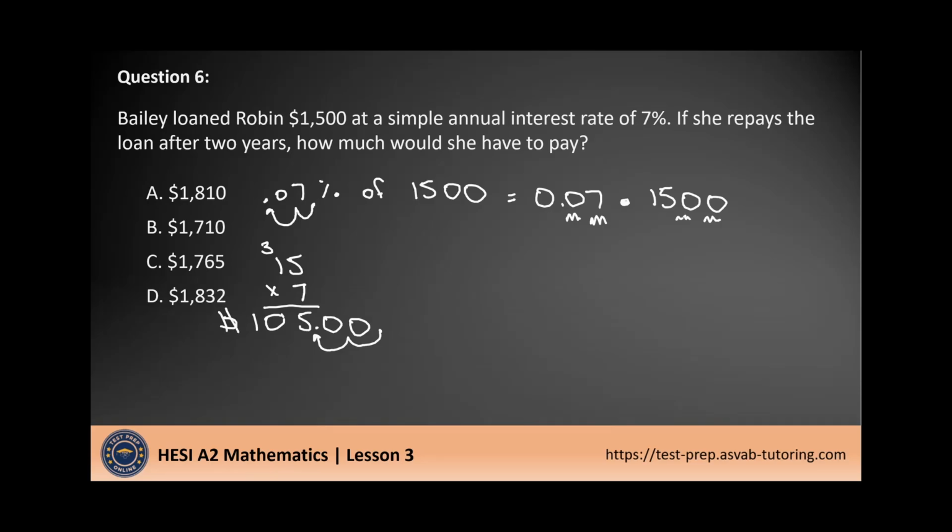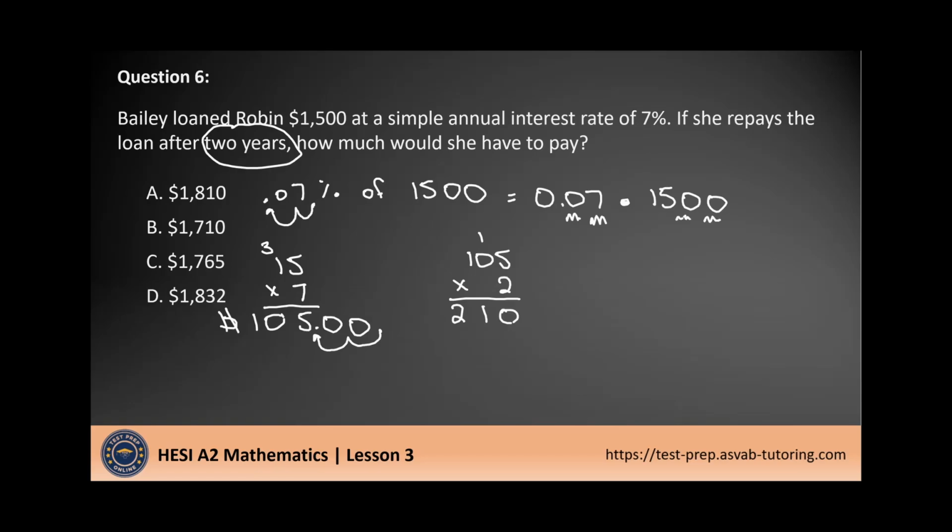We're paying this for 2 years, so we're going to do 105 times 2. 5 times 2 is 10. Carry the 1. 0 times 2 is 0. Plus 1 is 1. 1 times 2 is 2. So we're paying $210.